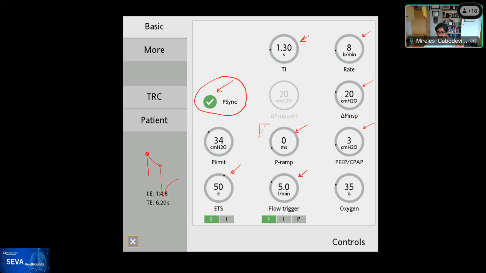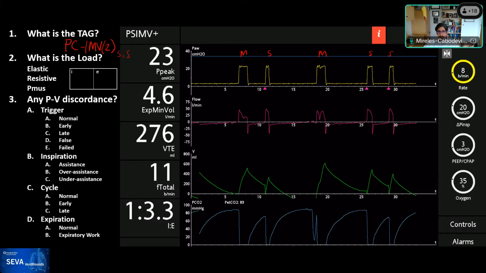All right. Now that I have gone through that, let's go back to our case. I don't see any questions right now, but what is the load right now? What's the load for this patient? Elastic, resistive, or PMOS, or is there elastic and PMOS?